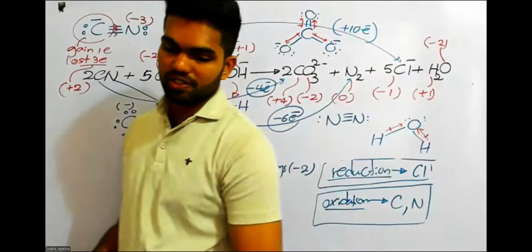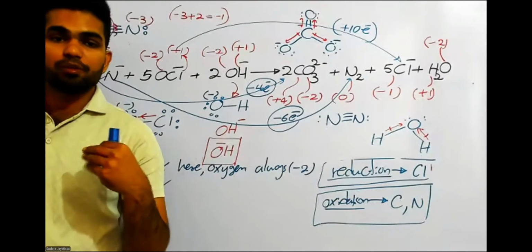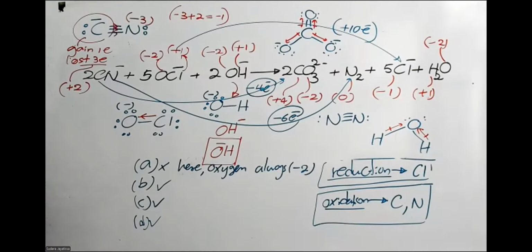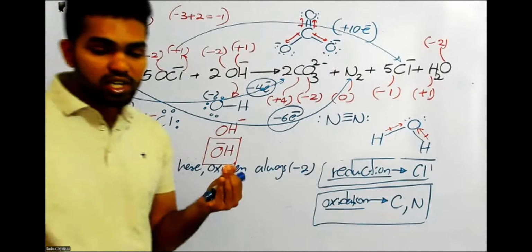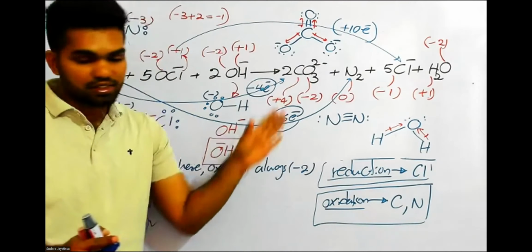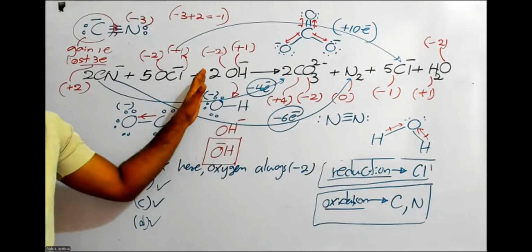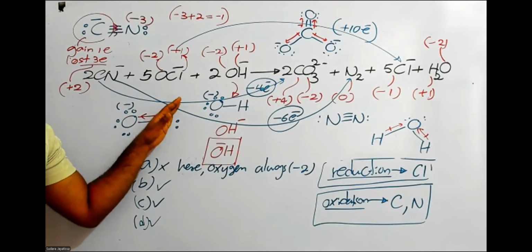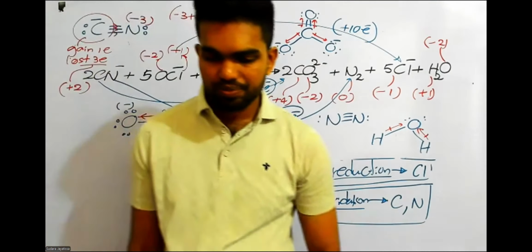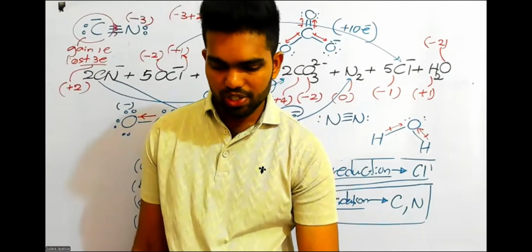So they haven't asked such questions, but anyway, if you make it more advanced, we can ask questions like this: how many electrons exchange in total? So the total electron exchange is 10. 10 is lost by these 2 elements, carbon and nitrogen, and 10 was gained by the chlorine element. Okay, so write those statements too.